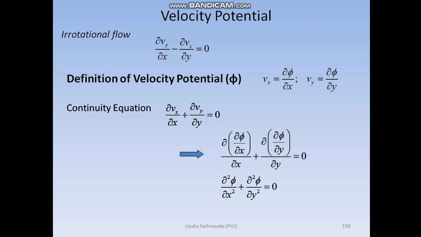When we apply the velocity potential in the two-dimensional continuity equation, that is ∂Vx/∂x plus ∂Vy/∂y is equal to 0, then we can obtain the following relationship: ∂²phi/∂x² plus ∂²phi/∂y² is equal to 0. Now this should be familiar to you. This has the Laplace equation form.